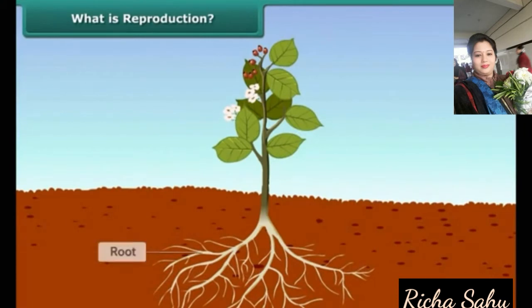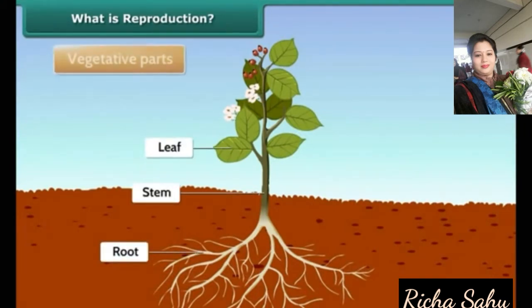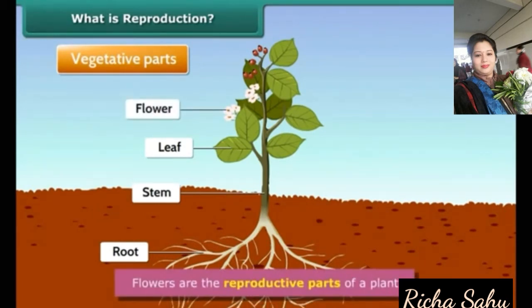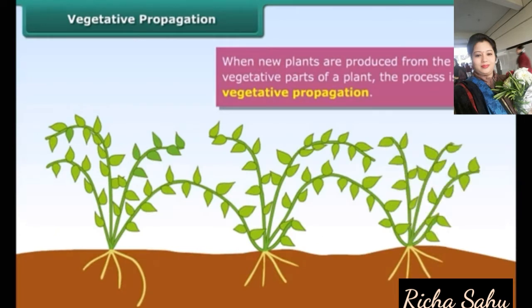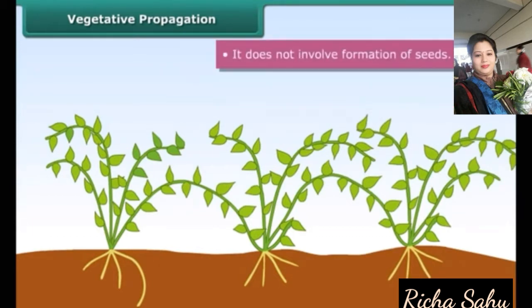Students, root, stem, leaf, flower, what kind of parts are these? They are vegetative parts. Flower is the reproductive part of a plant. What is vegetative propagation? When new plants are produced from the vegetative parts of a plant, the process is called vegetative propagation. It does not involve formation of seeds.